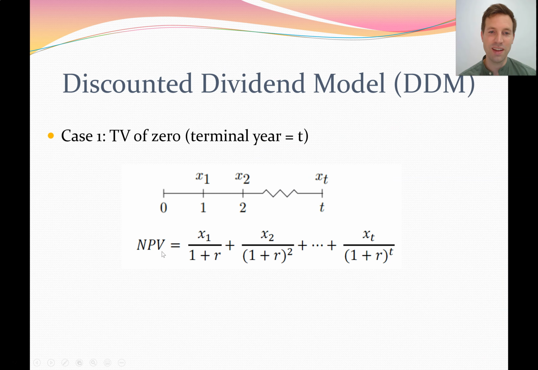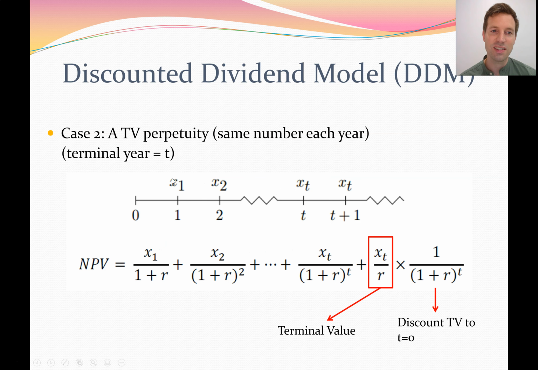If we're doing our net present values for the cash flows in period 1, 2, and T, which is our final year, if our terminal value is 0, we don't have a terminal value here. It's just not in it. The second case, a terminal value with perpetuity, which is the same number, the same dividend or cash flow would be paid each year. We've got X1, X2, XT. Then XT, which would be our final cash flow, we divide through by our cost of equity. Okay, that's an annuity calculation. And we would then have to discount it back, doing the terminal value calculation.